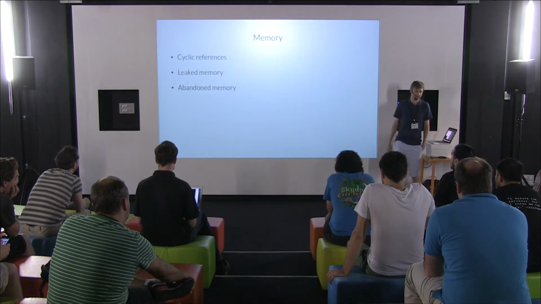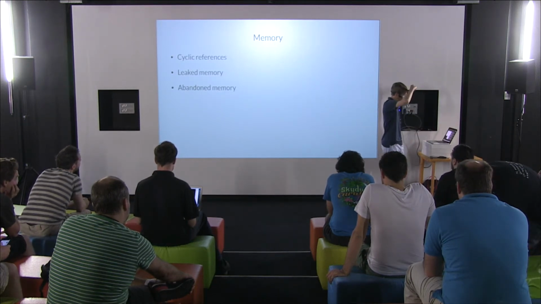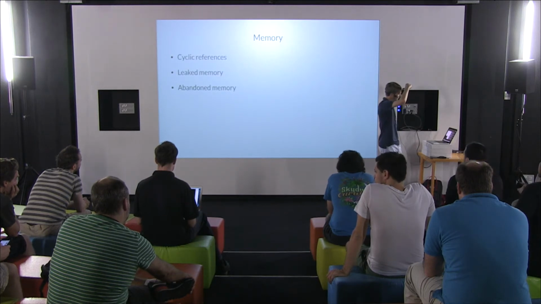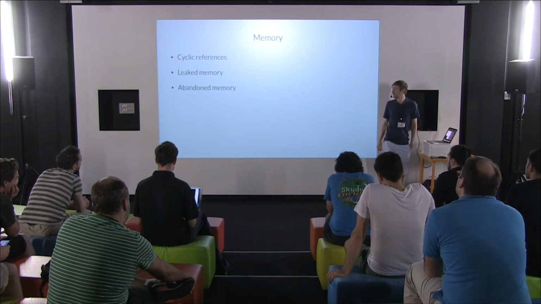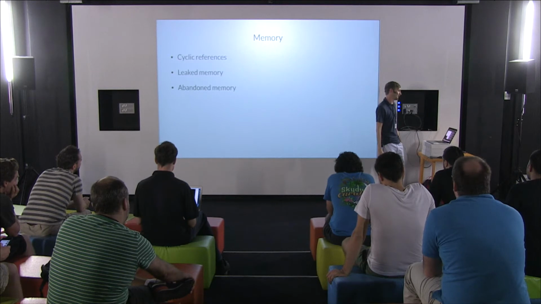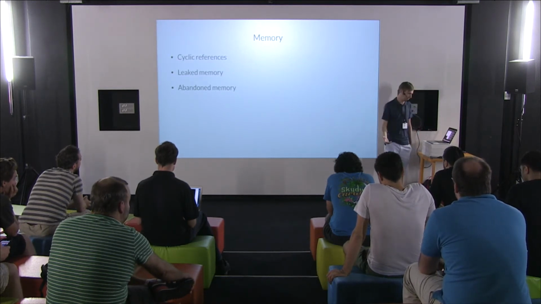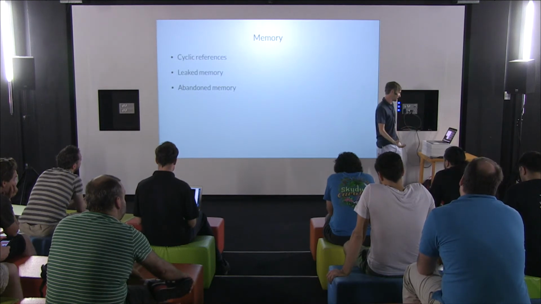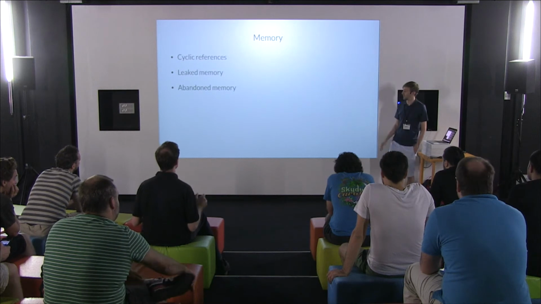Leaked memory and abandoned memory are easily confused, but they're not the same. Leaked memory is memory that was allocated but is no longer referenced anywhere, and so it can't be released. Abandoned memory, on the other hand, you can set up by accident, for example with a cache that you store things in but never actually use, so you're probably never going to release it.